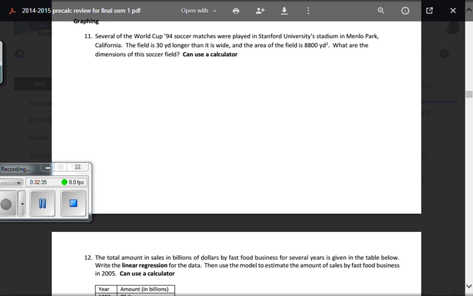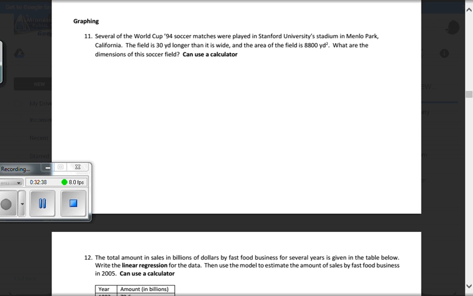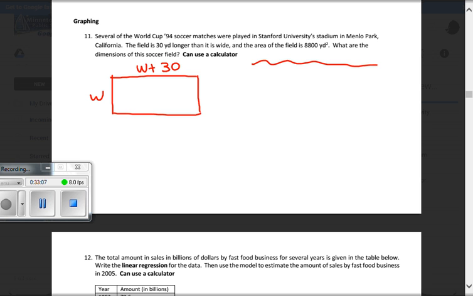All right. Several of the World Cup soccer matches are played in Stanford University Stadium in Menlo Park, California. The field is 30 yards longer than it is wide. Oh, actual math. They're saying I don't know the width. They're saying that it's 30 yards longer than that. W plus 30. Notice me labeling and drawing and labeling the right shape. Then I got to figure out a formula I can put over here that I can stick the stuff from the picture into the formula.